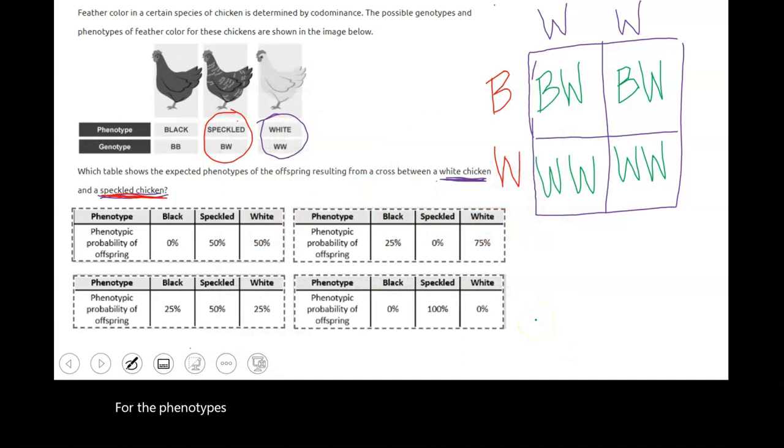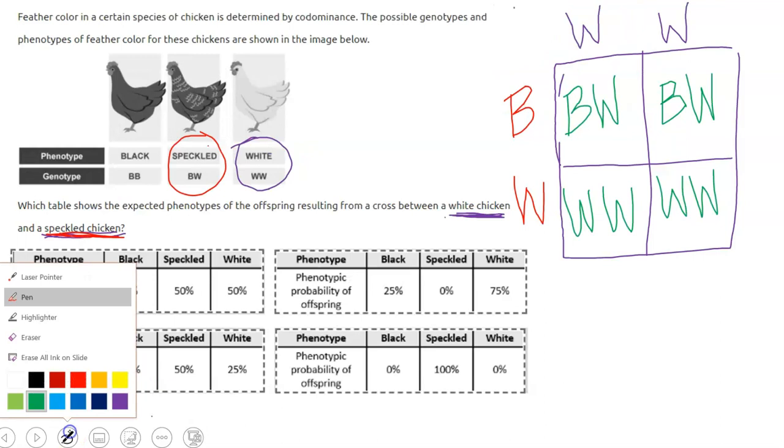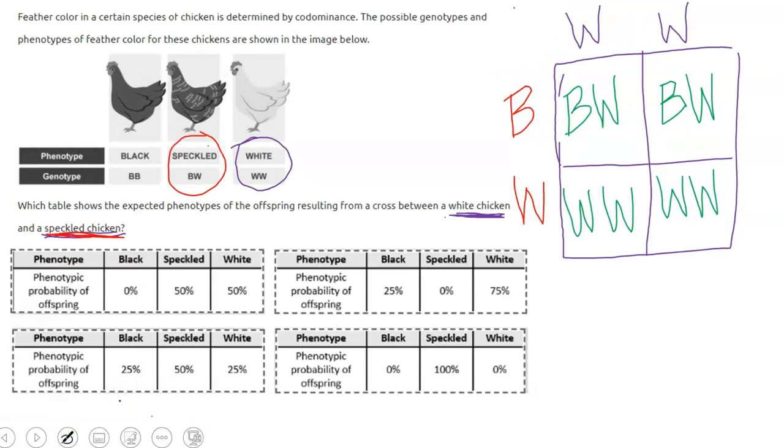Okay, so when we look at the phenotypes, we can see, let me switch colors really quick, that these 2 are the same, a B and a W, and when we look at the chart, that's going to be speckled. So when we count, we have 1, 2 out of 4 of our boxes would be speckled, 2 out of 4. And when we look at what's left, all W's, we also have 2 out of 4 of those, which would be white.